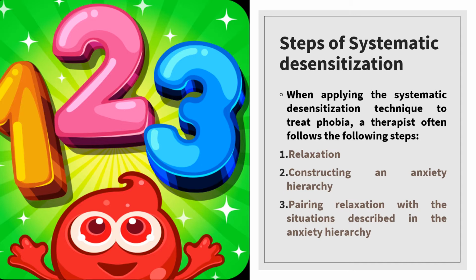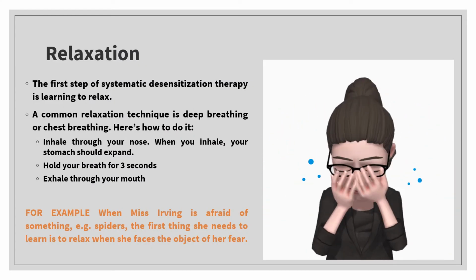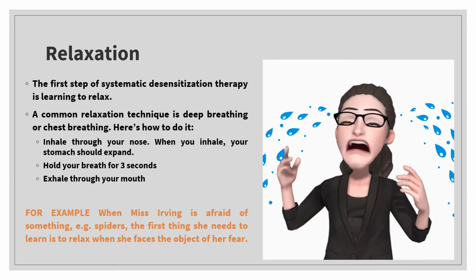So the steps of systematic desensitization. When applying the systematic desensitization technique to treat a phobia, a therapist often follows the following steps: relaxation techniques, constructing an anxiety hierarchy or a fear hierarchy, and pairing relaxation techniques with the situations described in the anxiety hierarchy. So the first step is relaxation.